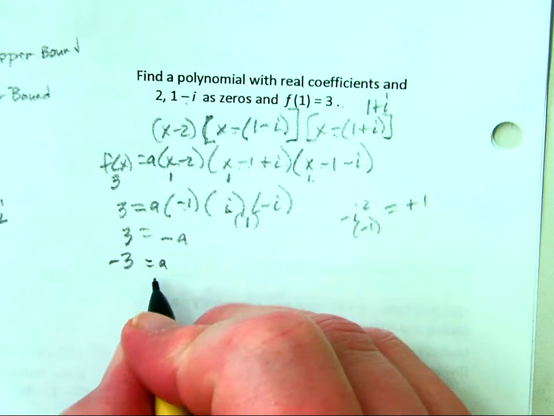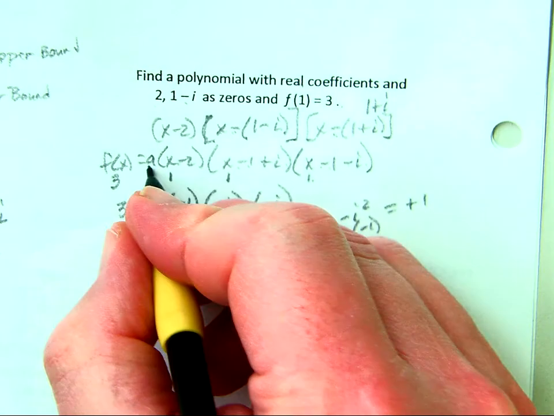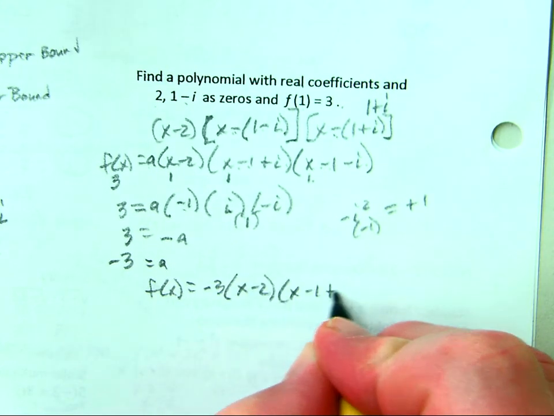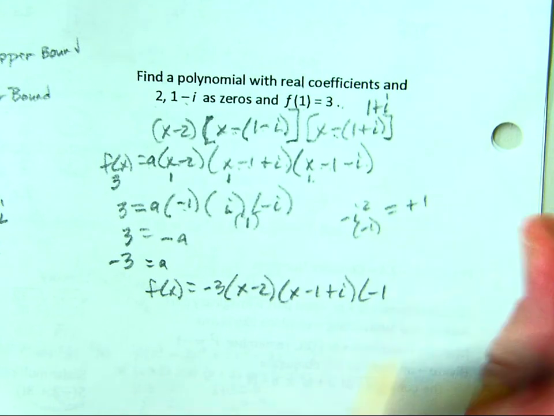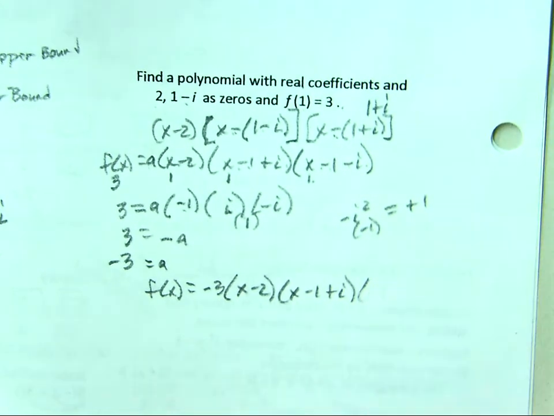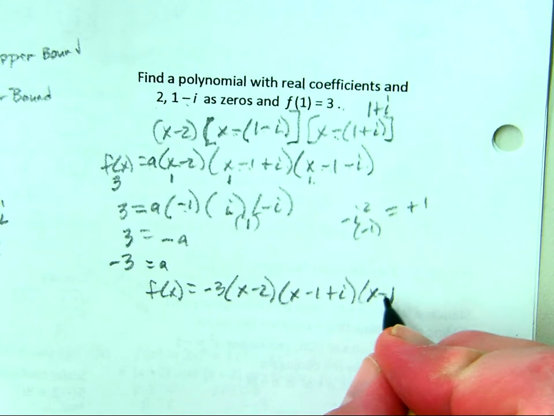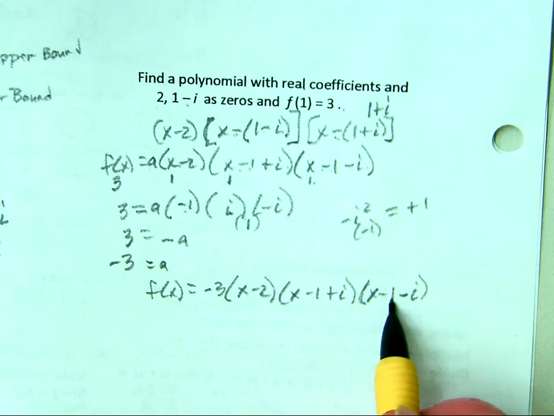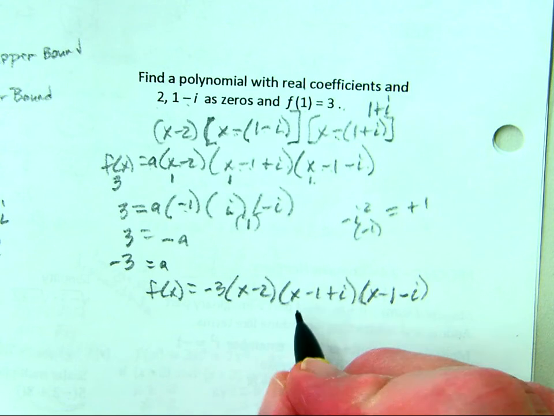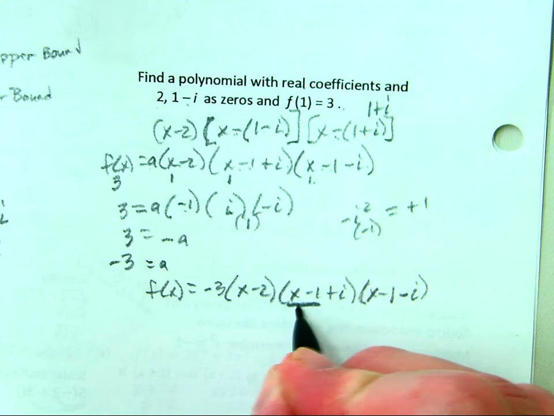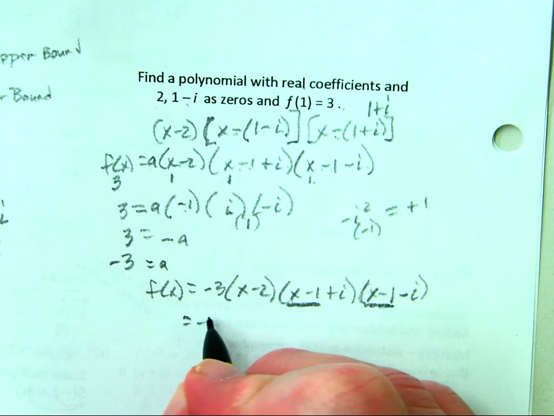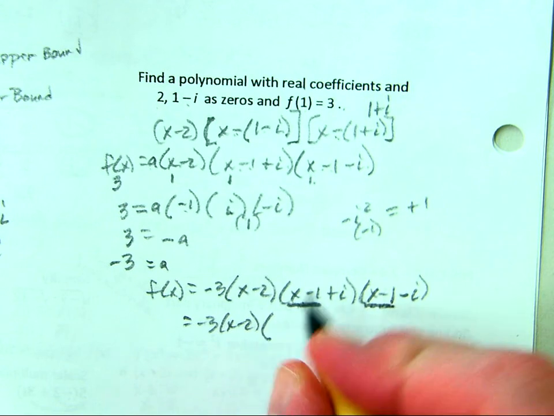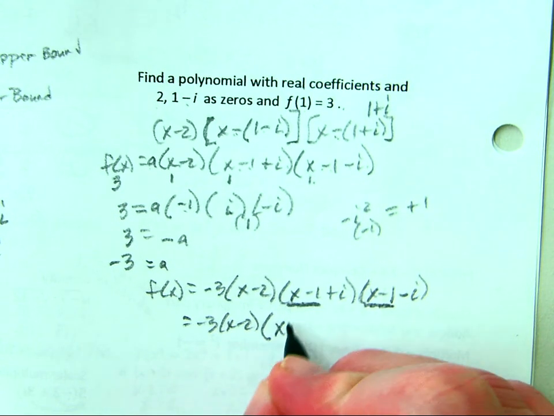So that means our function would be f of x equals a, which is negative 3, times x minus 2 times x minus 1 plus i times x minus, oops, got carried away there, times x minus 1 minus i. Now again, a lot of times you don't want to leave the i in here. We would have to FOIL these together. The easiest way to do that is put these two together. So I'm going to leave the first two things alone. I can take x minus 1 times x minus 1. Well, if you FOIL that out, x times x is x squared.